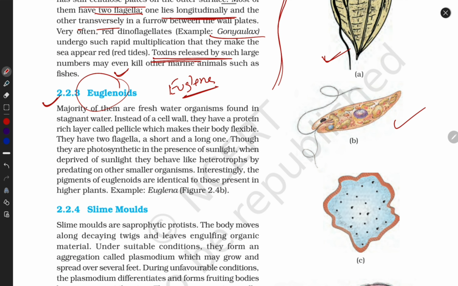Identify their flagella shape. One is small and one is long. Look at here. Yes or not? Yes, na? Okay, you can differentiate this thing. Okay, they are photosynthetic, means they make their own food. Wow, this is a small, microscopic thing, but they make their own food.